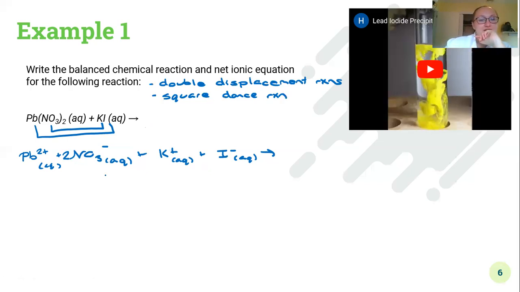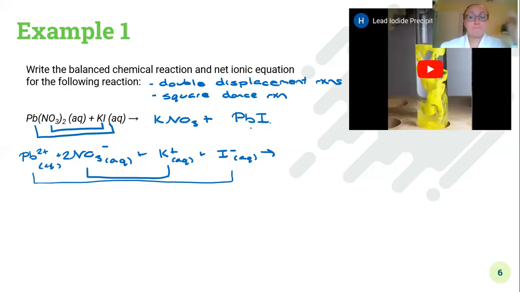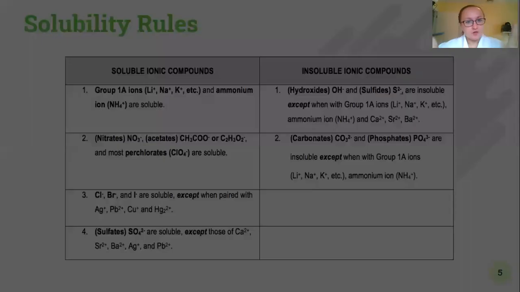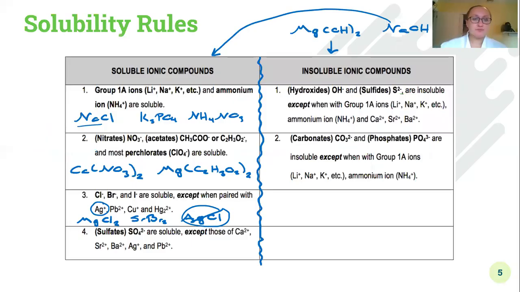So we get potassium nitrate and lead iodide. How do we know what's soluble? How do we know what's insoluble? We consult our solubility rules.